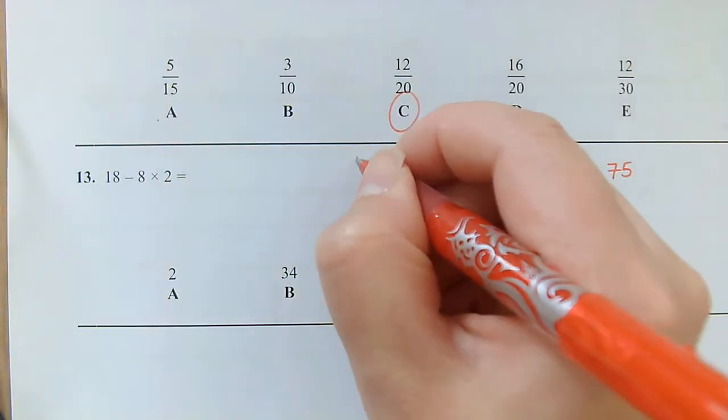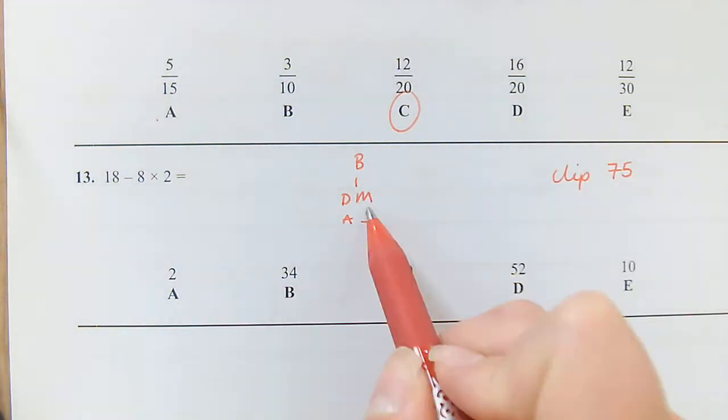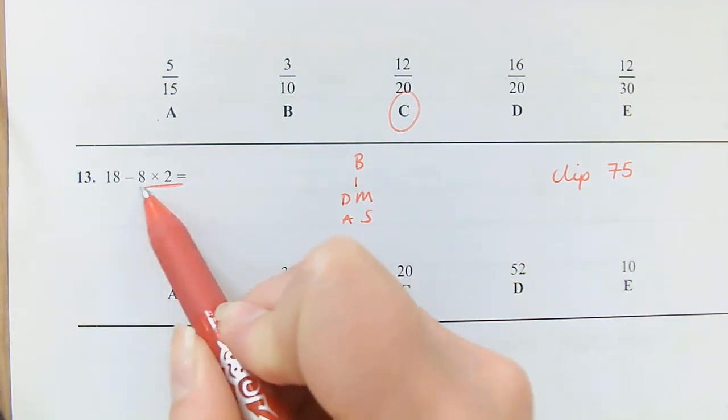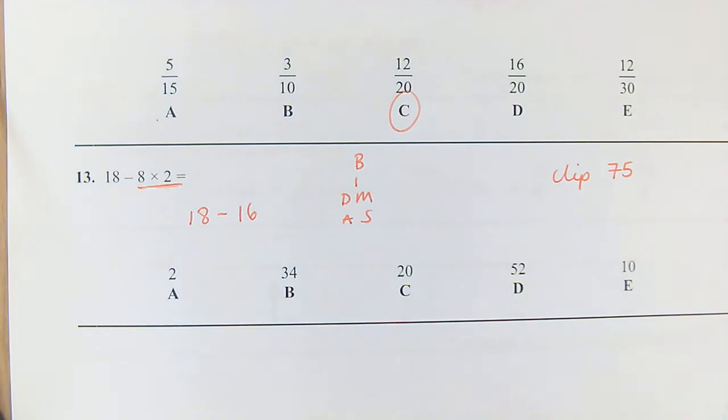For question 13, we're using a bit of BIDMAS here. So remembering we need to do our multiplication first, so I'll end up with 18 minus 16 to give us an answer of 2.